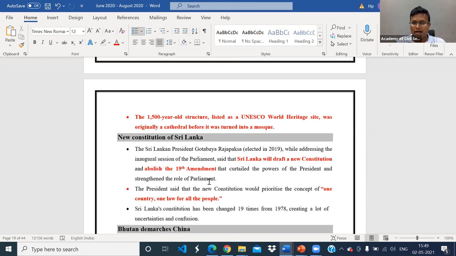The president's powers were curtailed. After coming into power, he wanted to re-establish the earlier powers of the president of Sri Lanka, and he wants to redraft the constitution. In the new constitution, there will be one country, one law for all the people. There are some specific features for the Tamil minorities in the Sri Lankan constitution, as per the interference of India. The 13th Amendment Act had given certain privileges for the Tamil language and the Tamil people. Now Rajapaksa wants to make one single law for everybody in Sri Lanka, whether they are Tamils or the Sinhalese, the original people of Sri Lanka.